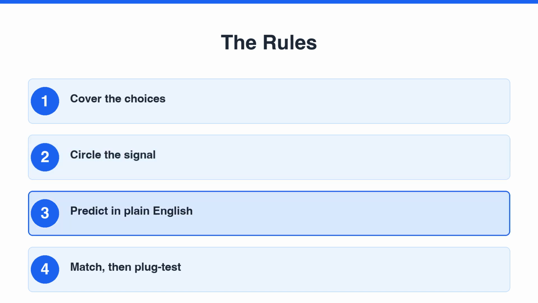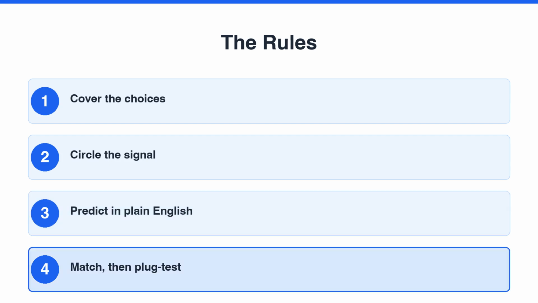Step 3. Predict in plain English. Before looking at the choices, say or write a 2 or 3 word version of the missing word, plain English. Don't reach for SAT vocabulary. The test is checking whether you understand the meaning, not whether you can guess the same exact word the test writer chose. Your prediction is your anchor.